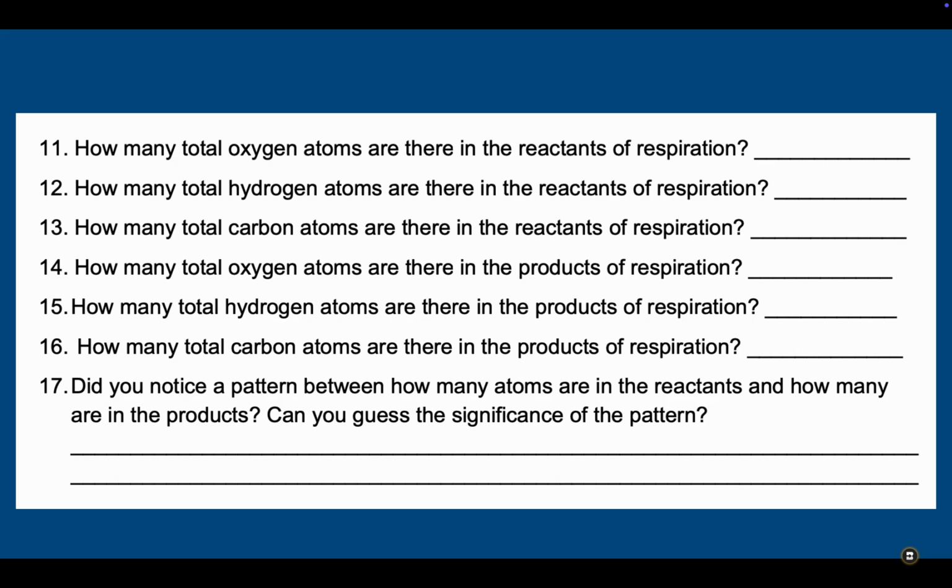Make sure that you are reading it carefully so you attribute the right number of the correct atom for each one. Number 17 is asking about the pattern that you notice between how many atoms are in the reactants and how many are in the product. They're the same, right? So just in your own words, go ahead and answer that. And then the rest of the packet is just review questions.